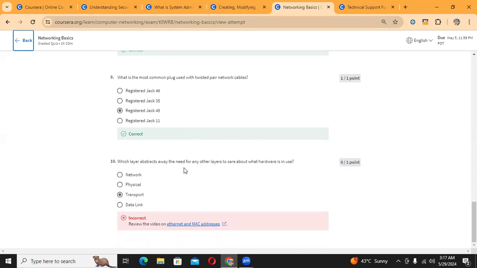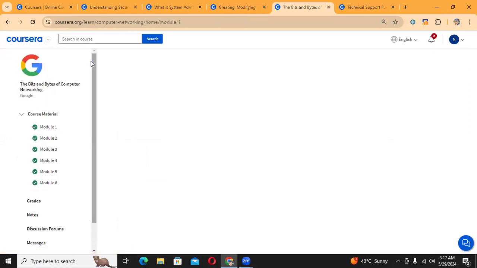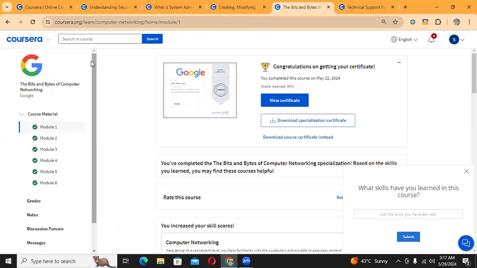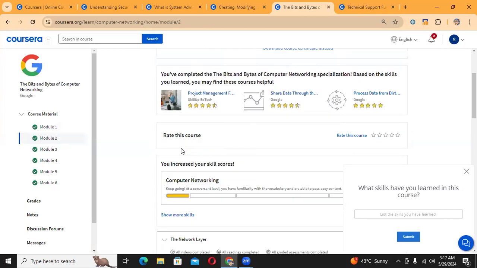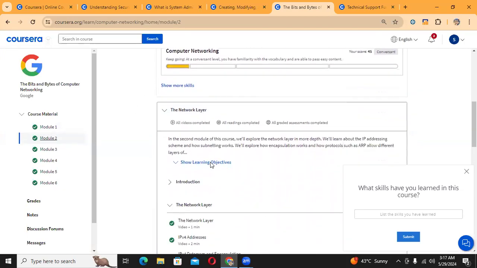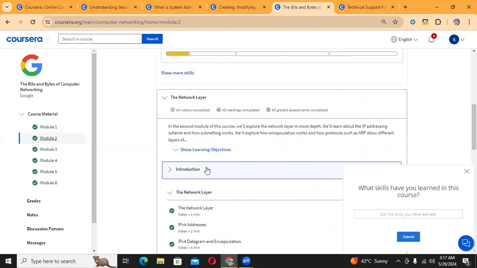Which layer abstracts away the need for other layers to care about the medium in use? So it's, I don't know what it is. I guess it's the transport, but it's incorrect. So let's move on to the second module. The second module is about the network layer.